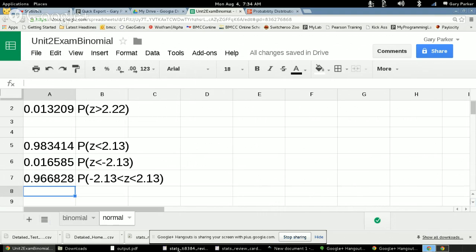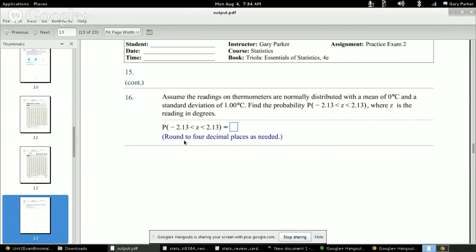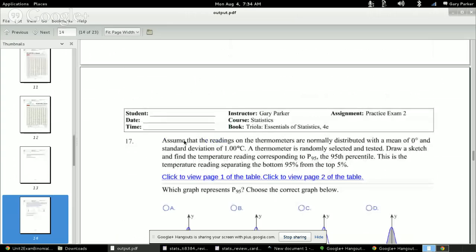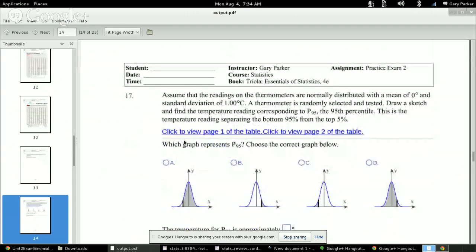Let's try another one. How about 17? We want to find out what thermometer reading goes with the 95th percentile. So the mark that puts 95% at the bottom and 5% at the top. Percentiles are always left tails, so that would be picture D here. We want the area to be 95%, and we need to figure out what z-score makes that happen.